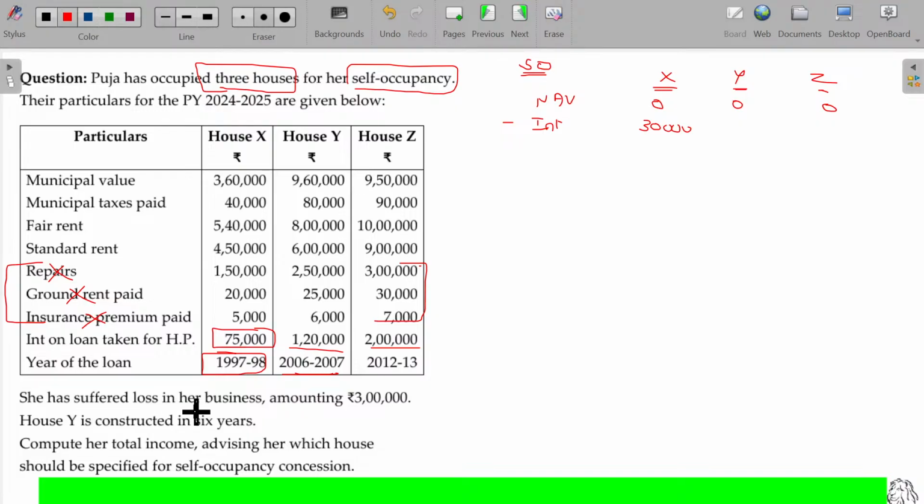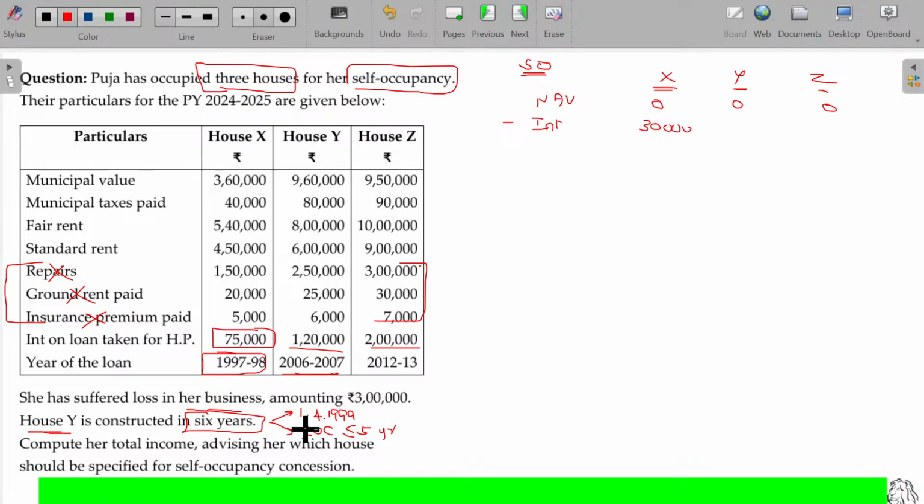She has suffered a loss in her business amounting to rupees 3 lakhs. House Y is constructed in 6 years. So to claim the higher deduction of 2 lakhs, conditions should be satisfied. Condition number 1: the loan should be borrowed on or after 1/4/1999. Second, the loan should be used for construction purpose, meaning the construction should complete within 5 years. Completion of construction should be less than or equal to 5 years. And third, the interest payment is only meant for this purpose.